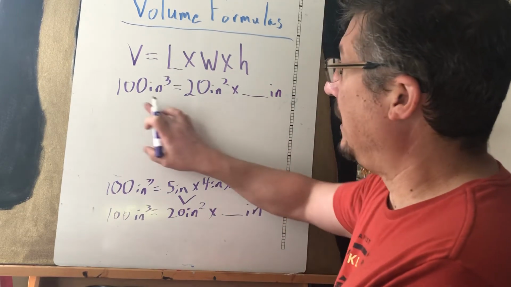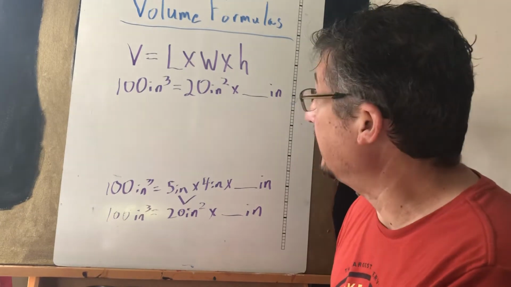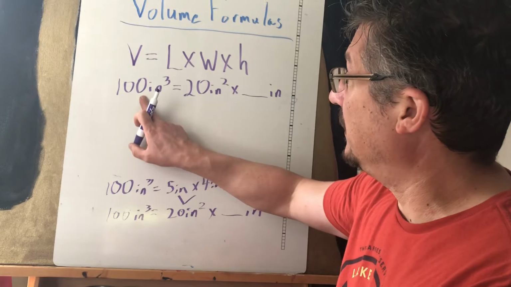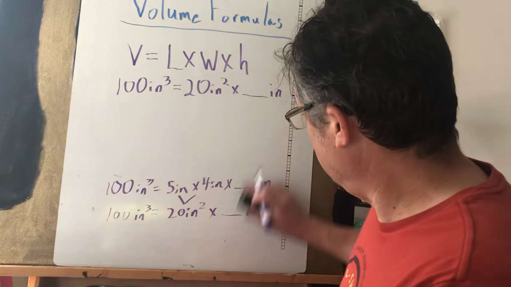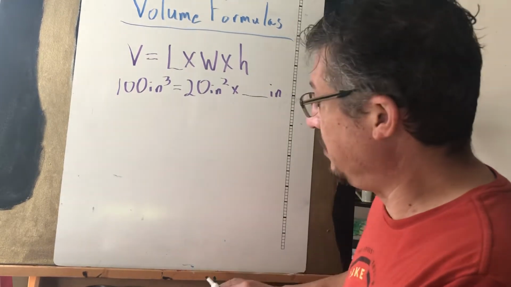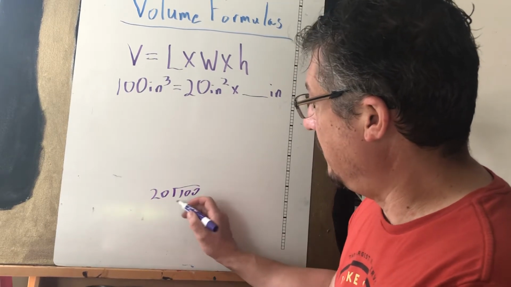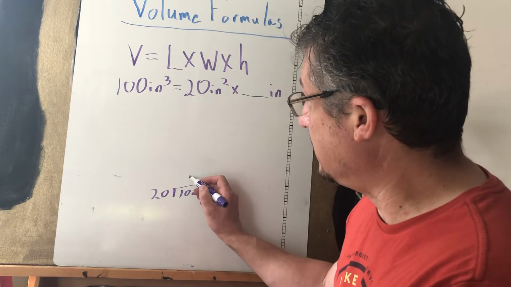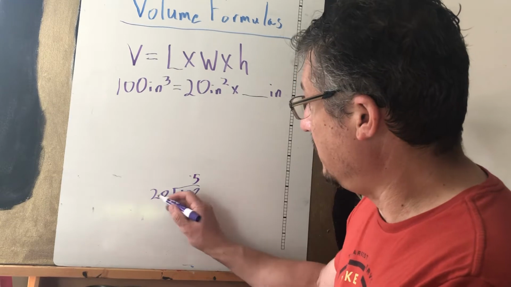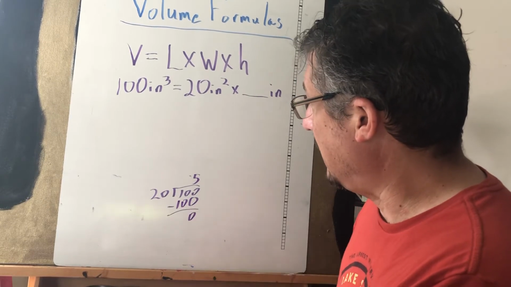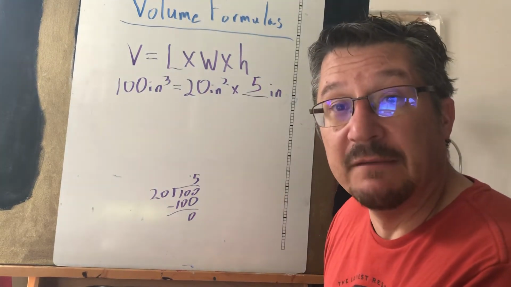Now I have to do a division problem, and it's in your notes. It says remember you're going to have to do some dividing. So I move the 20 over here, and that's 100 divided by 20. If you don't know, which you probably should, 20 goes into 100: 2 goes into 10 five times. So my answer is 5. That missing side was 5 inches.